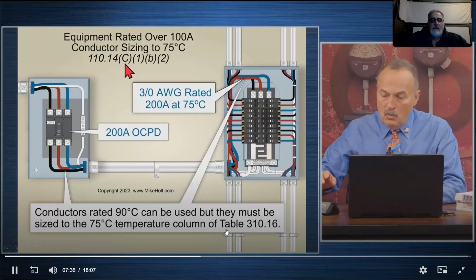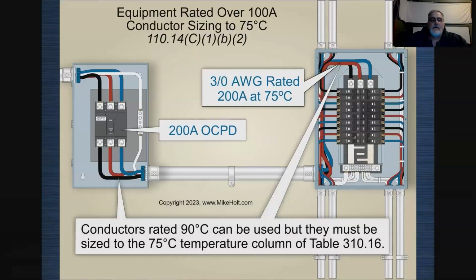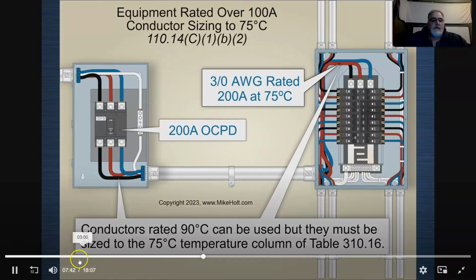Column because all equipment meets this requirement here of 110.14(C)(1)(a)(3), which are rated 75 degrees C. Okay, let's go to another example. Now, this is 110.14(C)(1)(b)(2). Boy, that's a mouthful, isn't it?